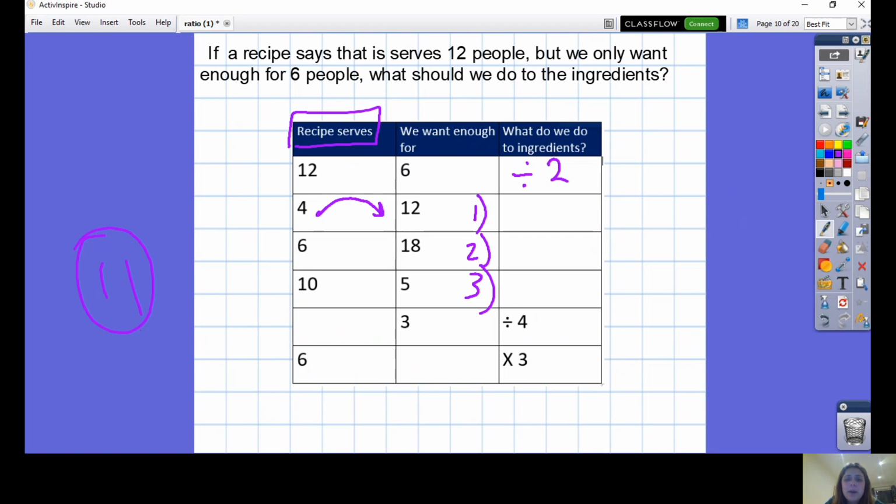So if my recipe serves 4 people and I need enough for 12 people, I'd times by 3. If my recipe is for 6 and I need enough for 18, I'll also times by 3. And if my recipe serves 10 people, but I've only got 5 people, I'd divide by 2. Okay, in this one, we're just working backwards. Something divided by 4 is equal to 3, that would be 12. And then my recipe serves 6 people. I've timesed it by 3, so I've got enough food for 18 people.